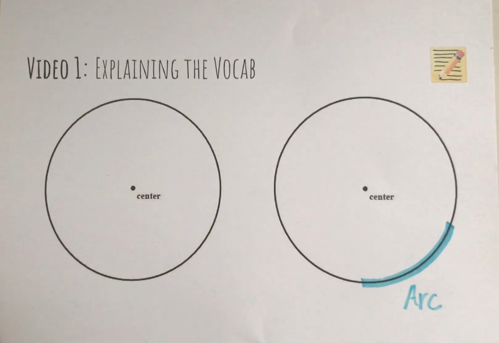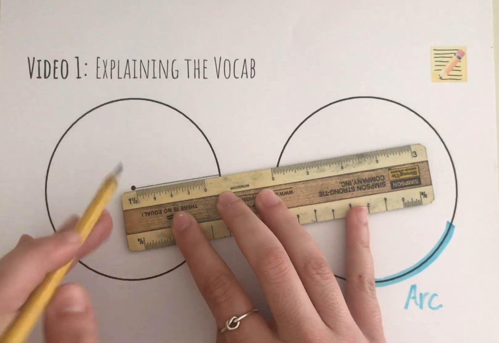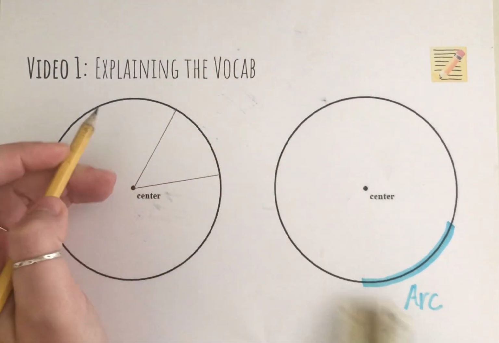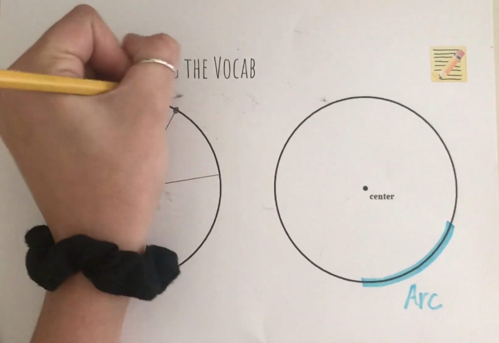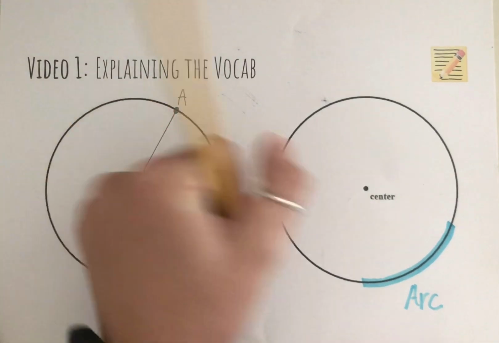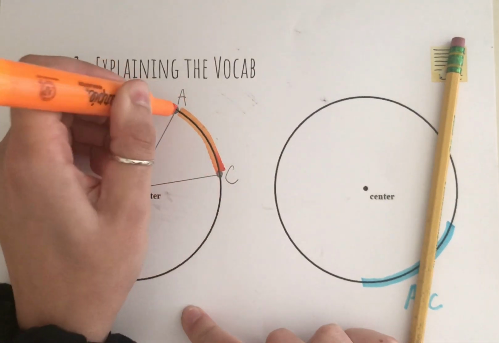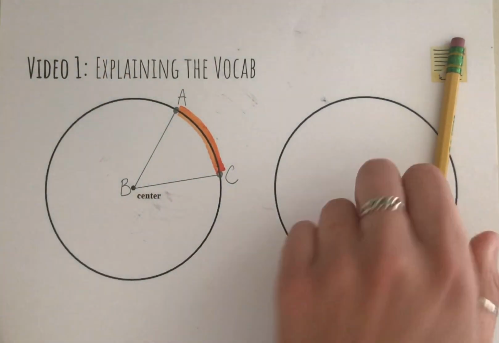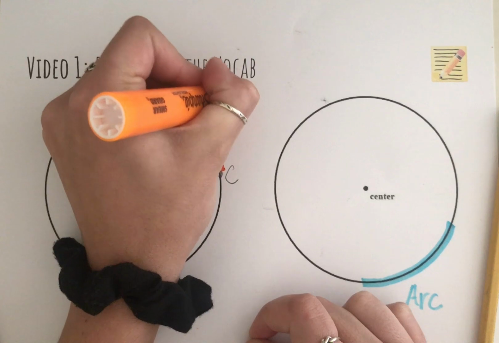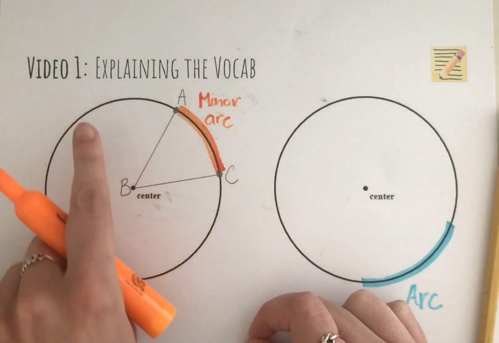So if I start at the center and I draw an angle out to the edge, let's call this angle A, B, C. Now this part right here between A and B is called the minor arc. So, right, minor arc. Now a minor arc is an arc which is smaller than 180 degrees.